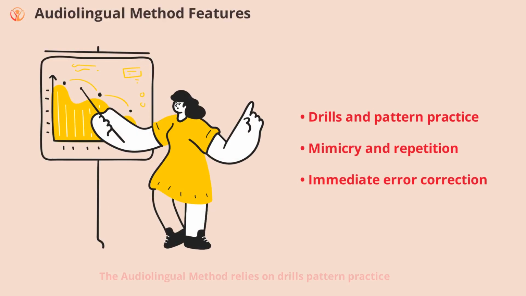The audiolingual method relies on drills, pattern practice, and mimicry to instill correct language habits. Students repeat model dialogues and practice substitution drills, changing one word at a time to reinforce patterns. Errors are discouraged to prevent the formation of bad habits. The teacher's role is to provide models and correct mistakes immediately. This method is highly structured, aiming to make language use automatic through repetition.